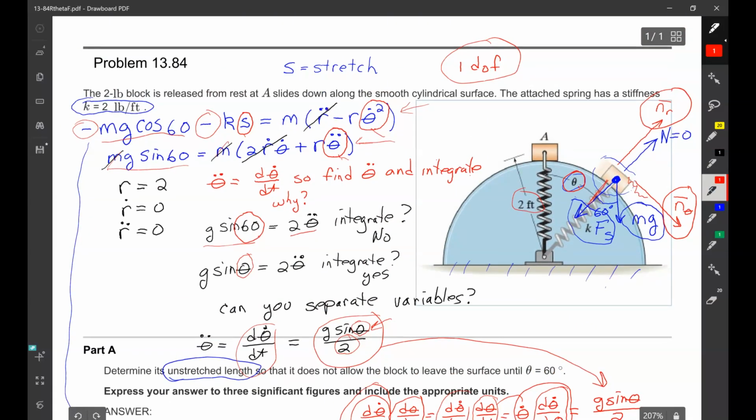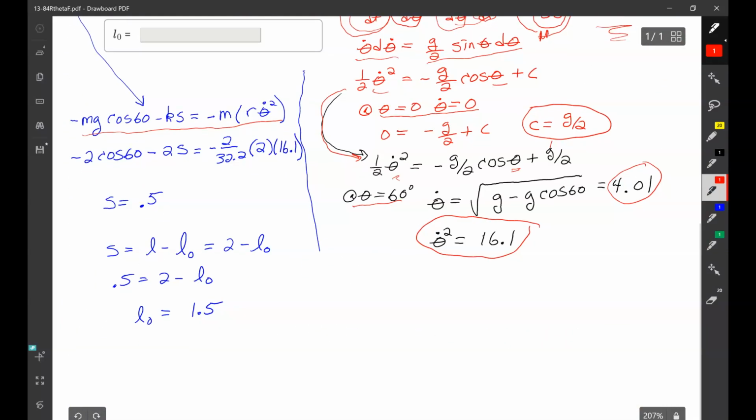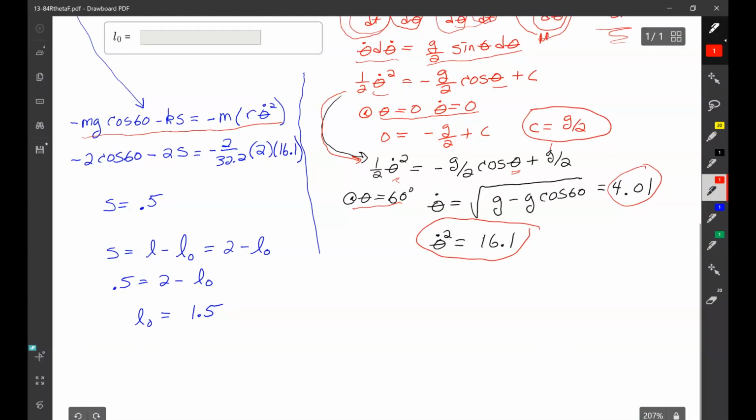Left out the terms that are gone, so the r double dot is constant, r is constant, so that's gone. So that's the equation that's left. I know what the theta dot squared is, so I just plug it in here, right? mg is 2 cosine of 60. The k is 2 times s. This is mass. Make sure you turn it into slugs, right? Times r is 2, and this is the theta dot squared. So there's nothing left but s. You solve for s. Stretch is equal to 0.5.